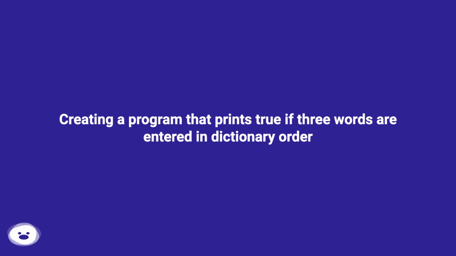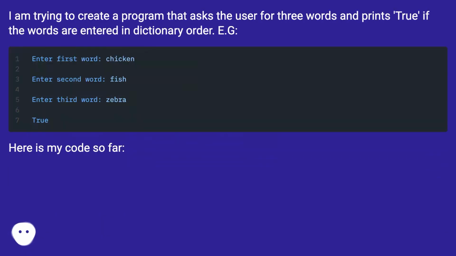Creating a program that prints true if 3 words are entered in dictionary order. I am trying to create a program that asks the user for 3 words and prints true if the words are entered in dictionary order. E.g. Here is my code so far.